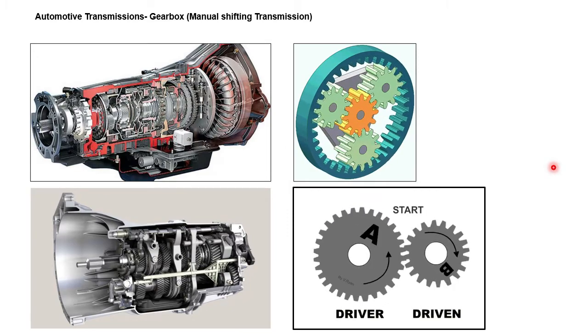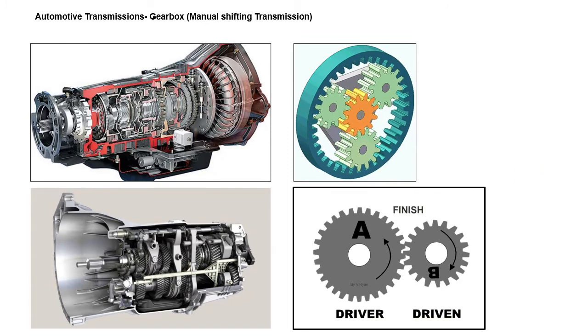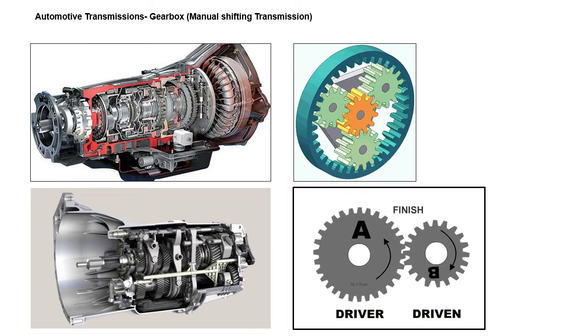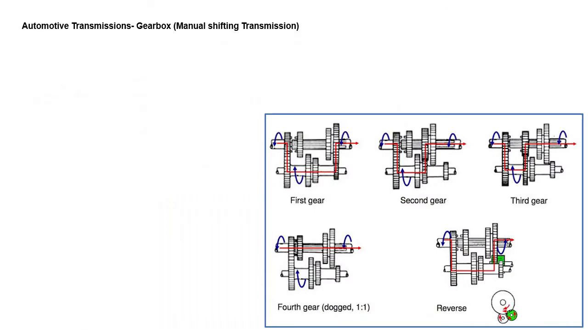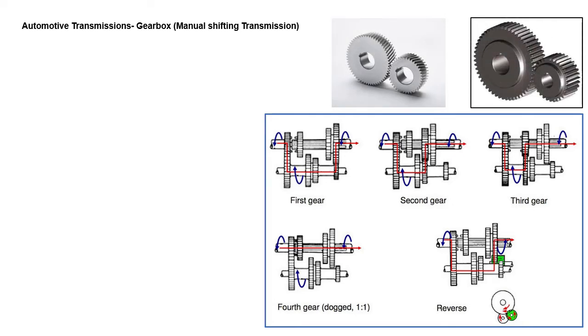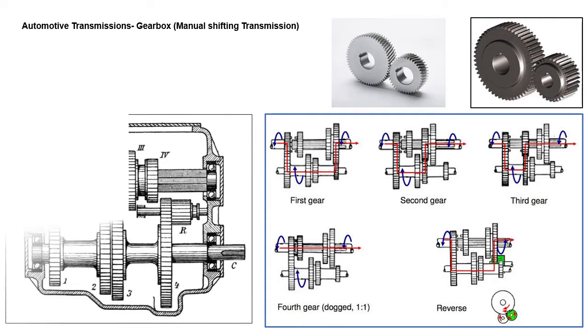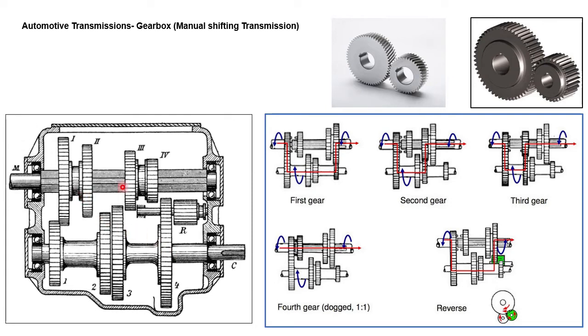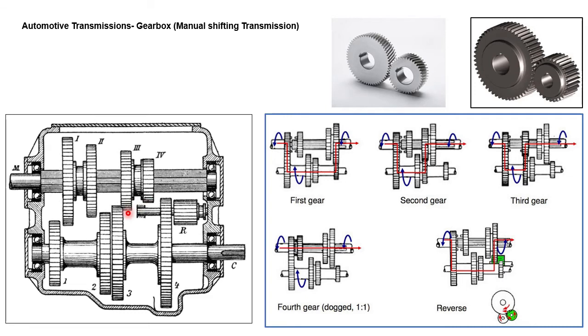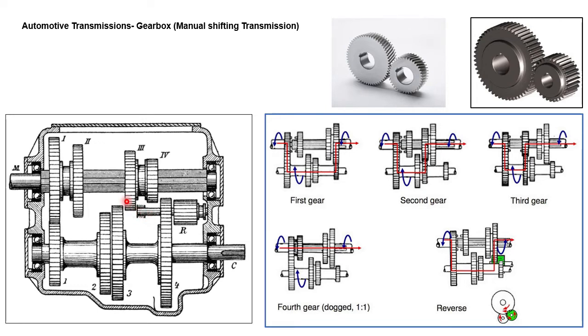This is the synchronous gearbox, as I explained, which is fitted in current generation vehicles. And if we talk about some old type gearboxes, we can see the sliding mesh gearbox. This is the sliding mesh gearbox. This used to be fitted in older vehicles, and this gearbox is also used in some industrial applications.